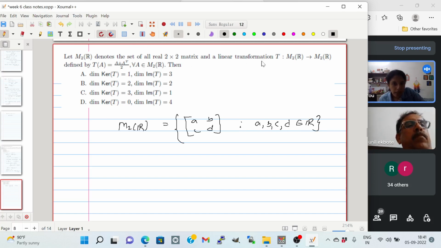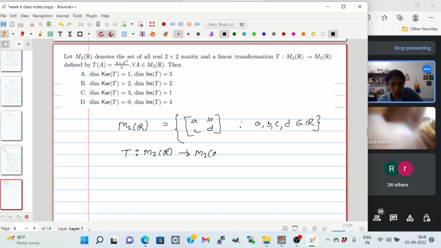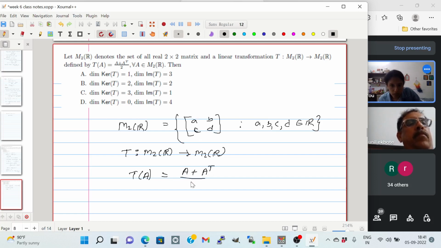And we are given a linear transformation. This is our vector space M2(R), and the linear transformation is from this vector space to the same vector space M2(R), given as T of A, where A is a matrix like a, b, c, d. Any matrix A is mapped to (A plus A transpose) by 2. Here A is a 2 by 2 matrix, and A transpose is a 2 by 2 matrix. So we are taking the sum and dividing each entry by 2. So this is also a 2 by 2 matrix, so it also belongs to our M2(R). So this is our function.